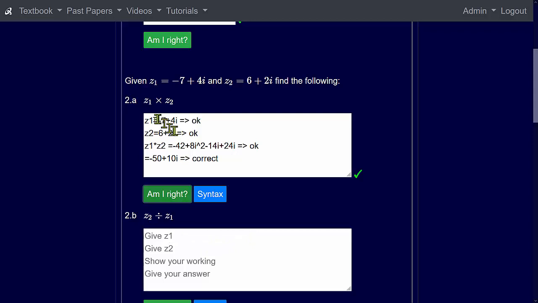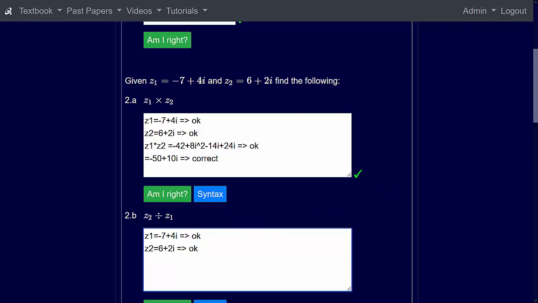Okay, so for z1 and z2, let's just copy those down, Control C, and stick those in there. And remember that everything to the right of the equals greater than symbol is feedback that Babbage gives you, and Babbage deletes that automatically when you say am I right, so we don't need to worry about that. Right, so now we're going to do z2 divided by z1.